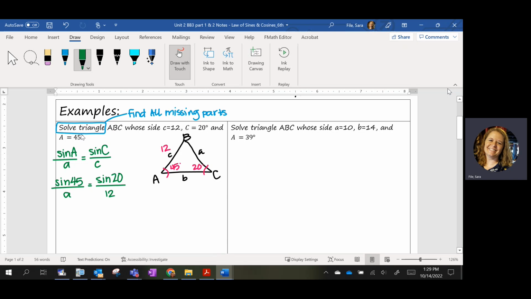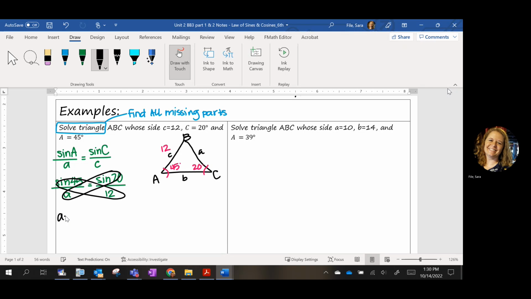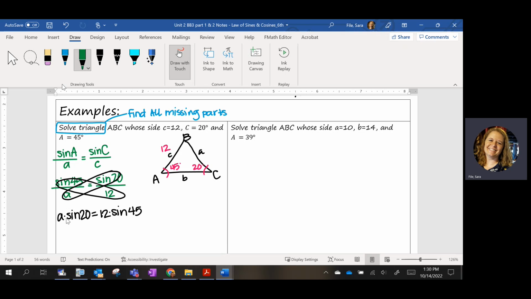Now, how do I solve a proportion? Yeah, cross multiply, butterfly method, however you want to think of it. So we're going to cross multiply. We're going to end up with A times sine of 20 equals 12 times sine of 45. And then what are you going to have to do to get rid of this sine of 20 to get A by itself?